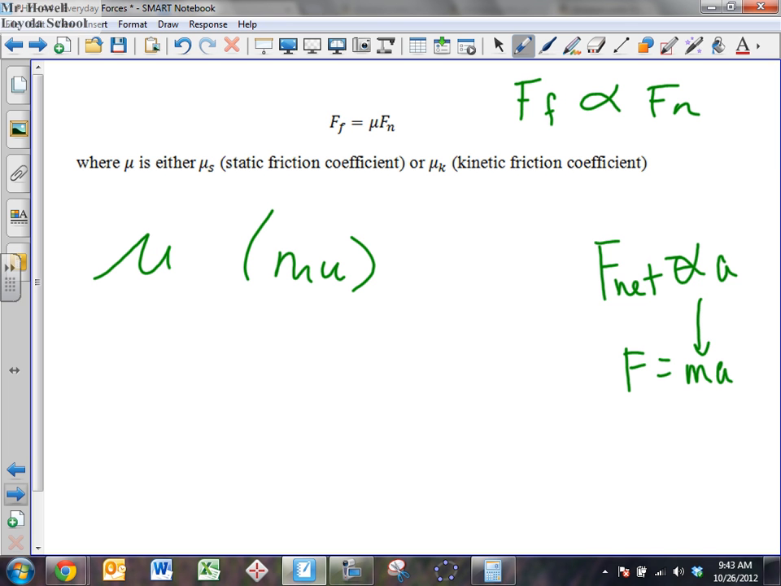Now, mu is a surface or material property.